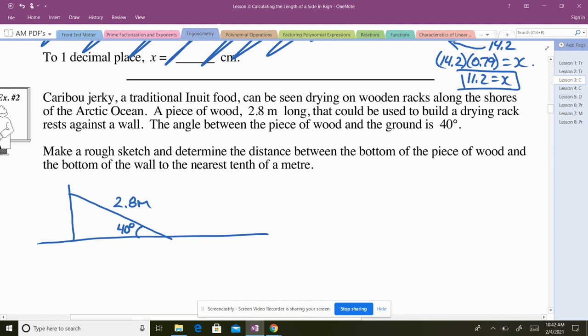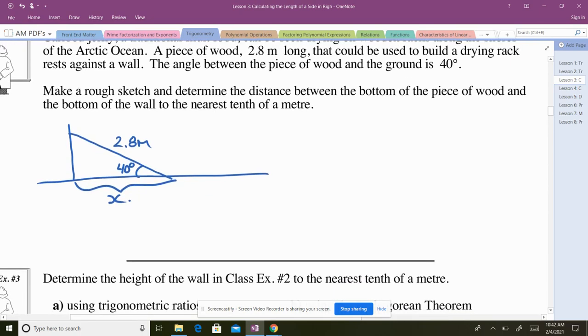What are we trying to find here? Determine the distance from the bottom of the piece of wood to the wall. I want to know this distance. Call that x. Okay, so we have our triangle, right? It has an angle, it has a side, and it has a side that we're trying to find. What's the first thing we need to do on the triangle?